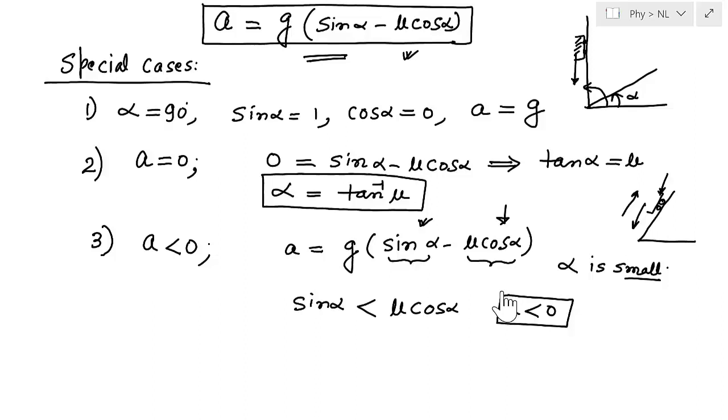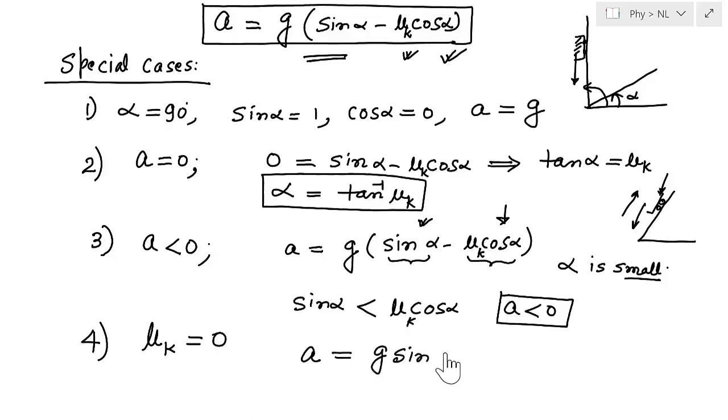And finally, what will happen if the surface is smooth, that is mu k is equal to 0? Plug mu k equal to 0 in this expression. All mu here are basically the coefficient of kinetic friction, mu k. So what will happen in that case? You will have acceleration equal to simply g sine alpha, because this term will be 0. So we will have only one term, that is g sine alpha.